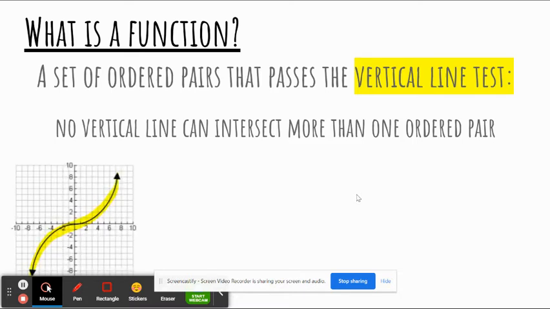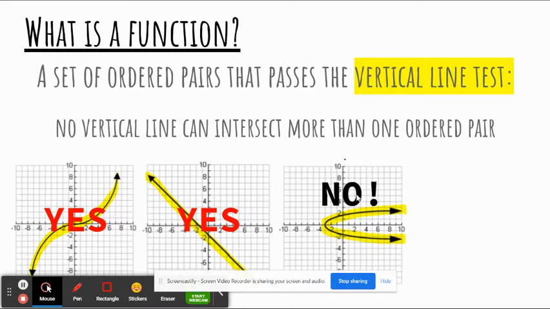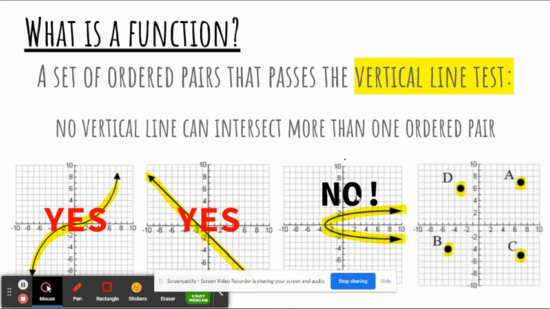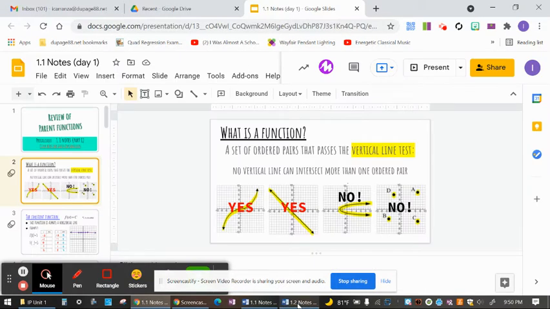We talked about how the first two examples here are functions because no matter how many vertical lines you draw through the relation, it's never going to have two ordered pairs on the same vertical line. Whereas this example and this one do not pass the vertical line test, because if you were to draw a vertical line through this sideways parabola, it would hit more than once, right? It would hit two ordered pairs at the same time. Over here, this last one, the ordered pairs A and C are within that vertical line. That is not allowed. Okay, so that's just a quick review of what is a function.